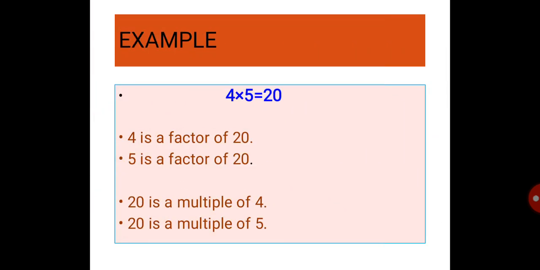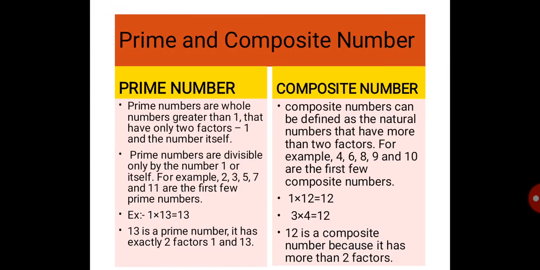Now here I have given one example. 4 multiplied by 5 equals 20, where 4 and 5 are the factors of 20 and 20 is the multiple of both 4 and 5. Understand everyone? Now, further we are going to study about prime and composite numbers. These both you all have studied in previous class.